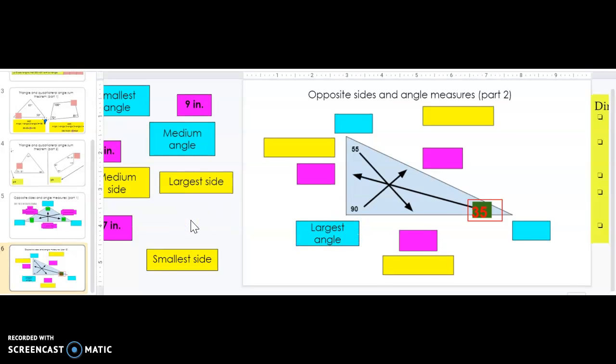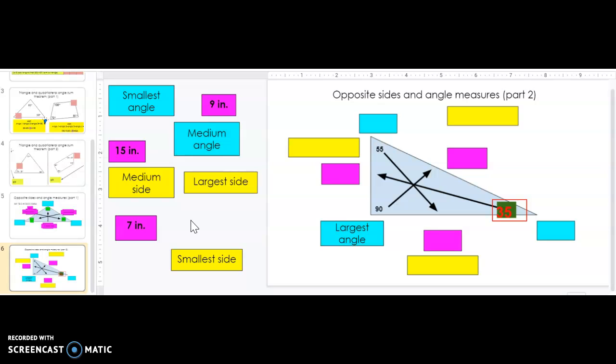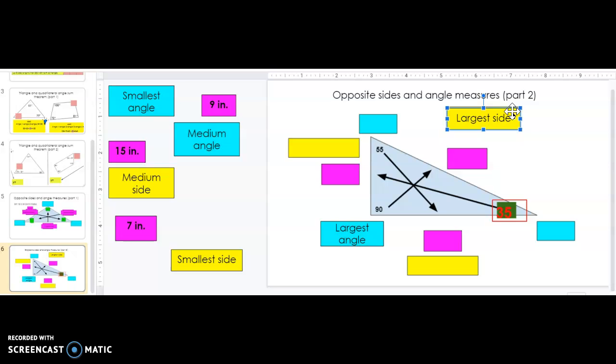Okay, let's do a pink. Well, actually, I'm going to do a yellow first and then do a pink. So let's just keep going with the pattern we were doing. If this is the largest angle, then based on what we already learned, I know that the side opposite the largest angle has to be the largest or the longest side. So that yellow box can be largest side. And then for the pink box, it's going to be the measurement. Well, between 7, 9, and 15, which one of those numbers is the largest? 15 is the largest. So 15 will go here.